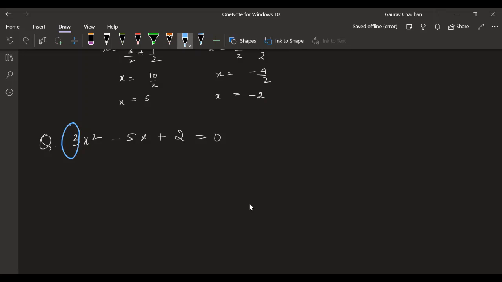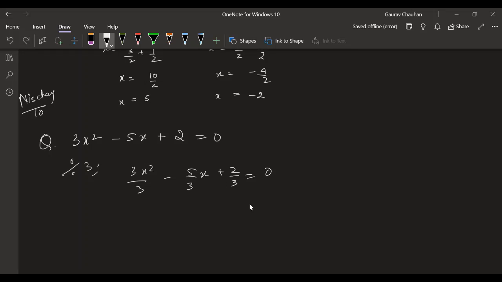Perfect. I will divide the whole equation by 3. So what will come if I divide by 3? First I will divide by 3, then I will do everything. It will become 3x square by 3 minus 5 by 3x plus 2 by 3 equal to 0. This goes away. I have x square minus 5 by 3x is equal to minus 2 by 3.